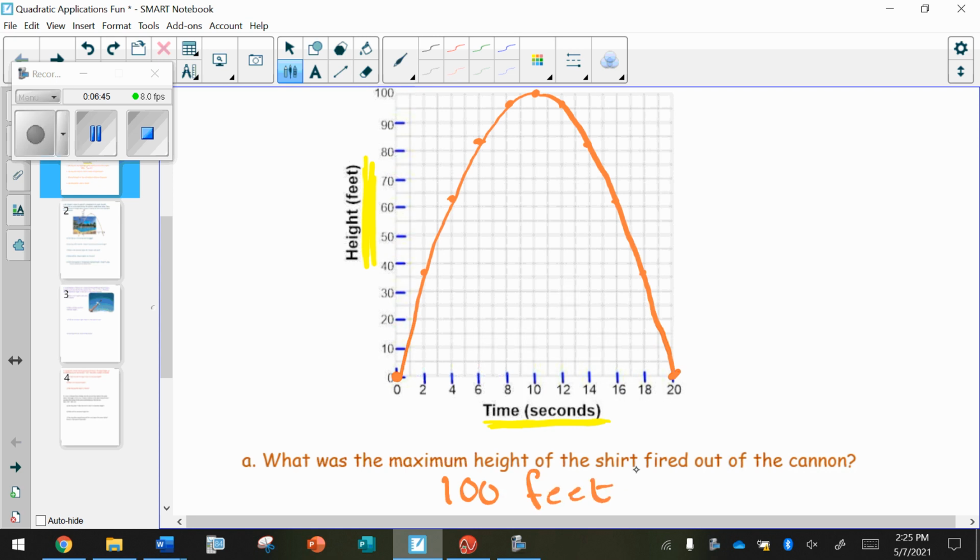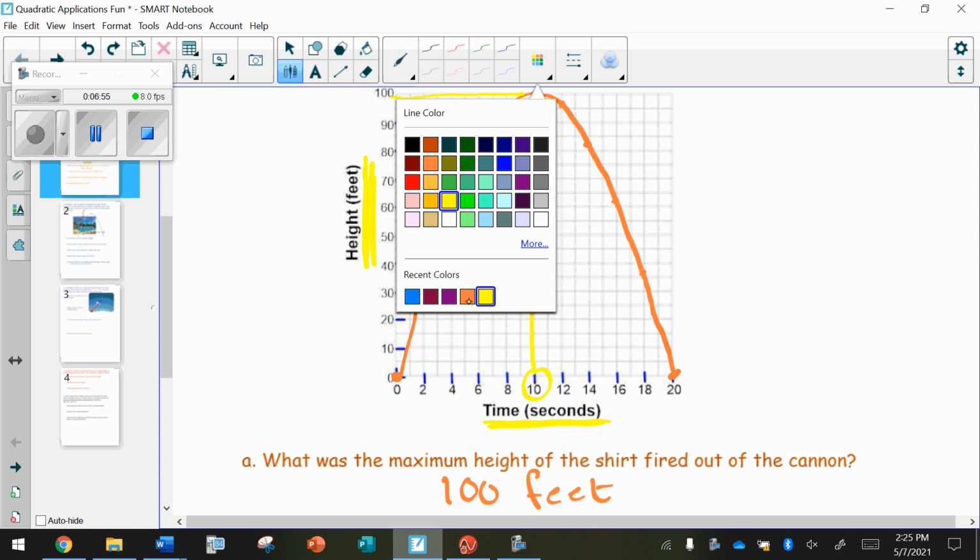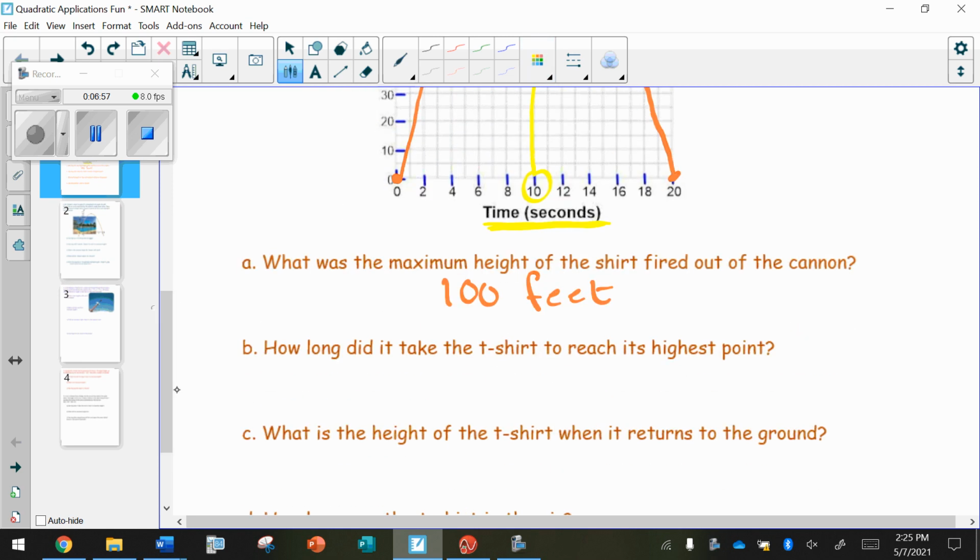How long did it take the t-shirt to reach the highest point? So what is the time at the highest point? Well, the highest point was 100 feet, and that took 10 seconds. I wish it only took me 10 seconds to make the graph. Would have made this video a lot shorter.